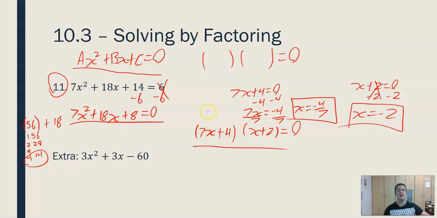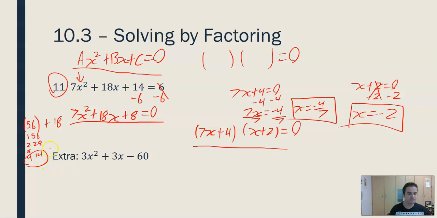And I'm done. If I were to plug that back in here, if I were to plug in negative 2 here or negative 4/7 and compute all this, I would get 6 on this side and 6 on this side. Or if I plugged it into this equation, I would get 0 on this side, 0 on this side, which is a way for me to double check my work. So that's how we solve by factoring. I factor a quadratic expression and then use the zero product property.